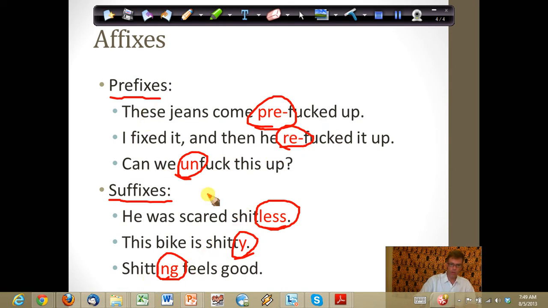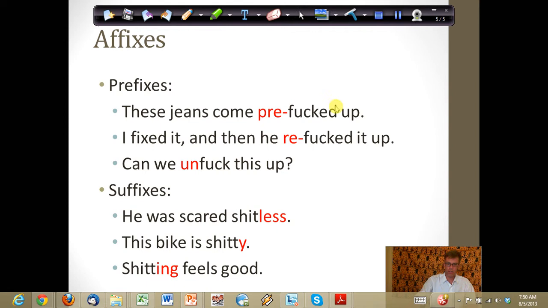Prefixes come before the root, suffixes come after the root, and those prefixes and suffixes, they're bound morphemes, meaning they have to attach to a root. They have to attach to some free morpheme in order to survive. They're parasites. They need to glom onto something else in order to survive. So those are prefixes and suffixes, and again, I expect that is just review.